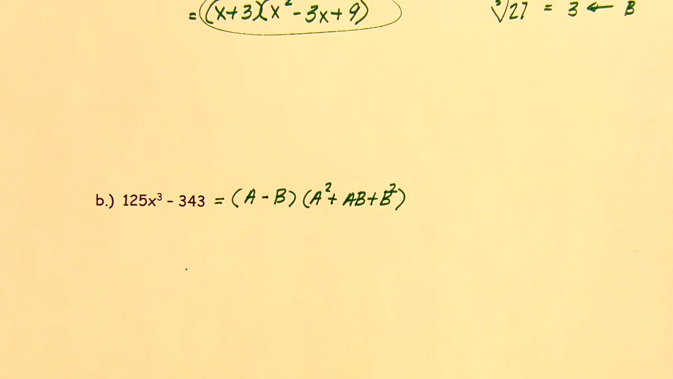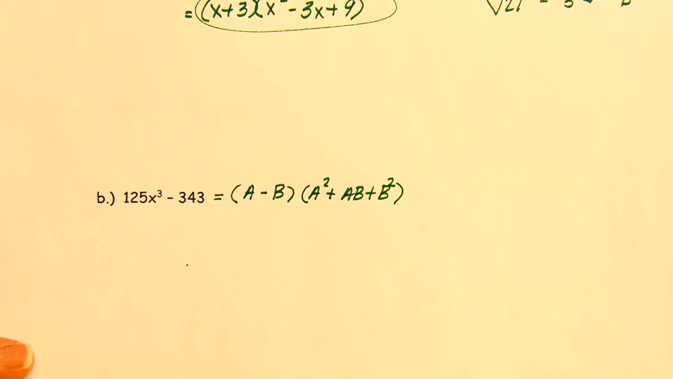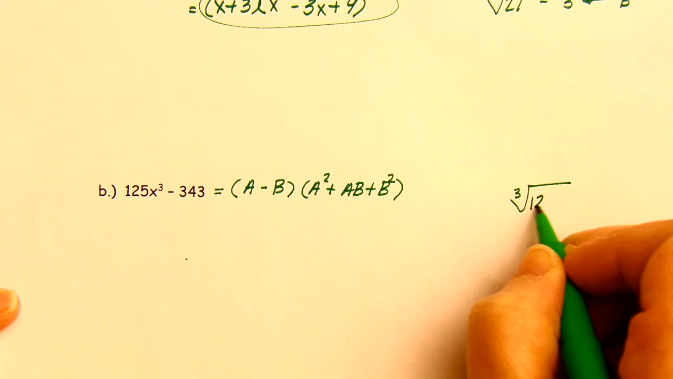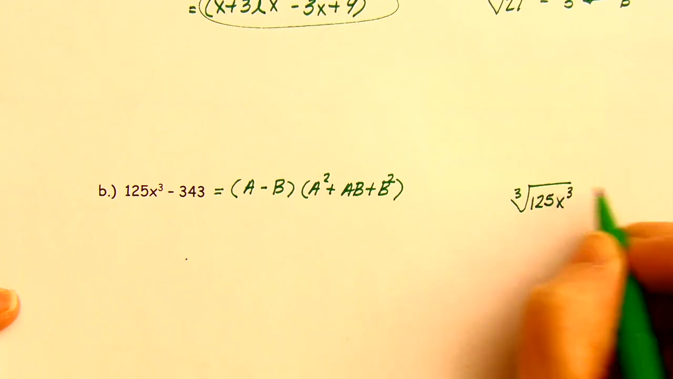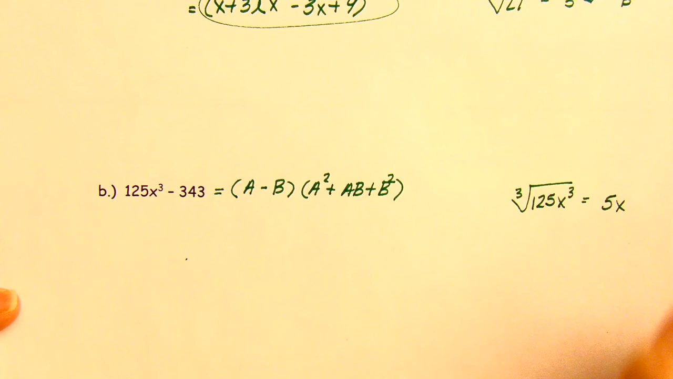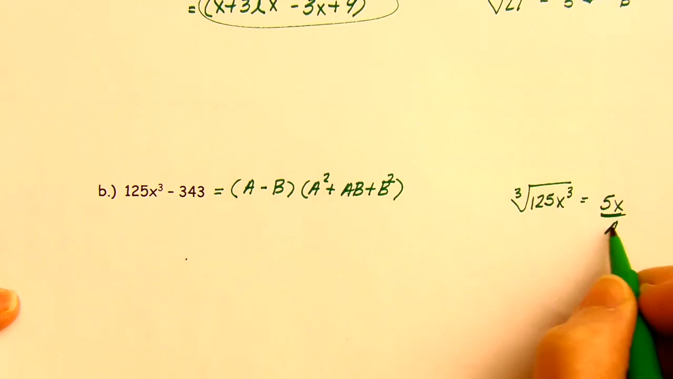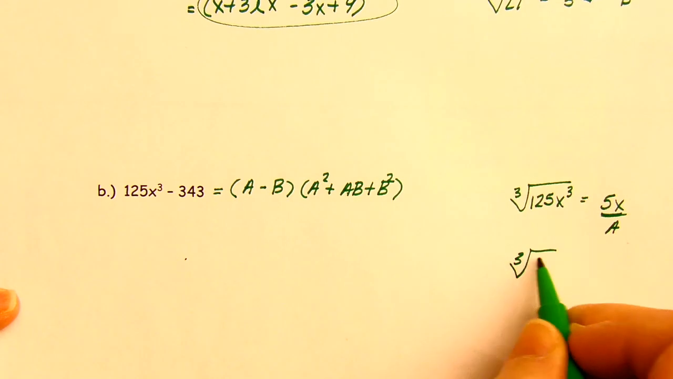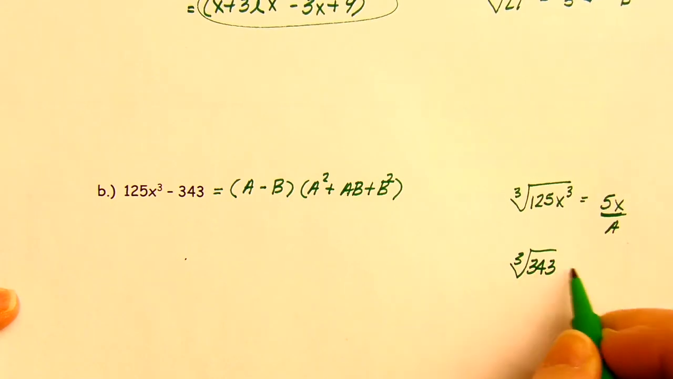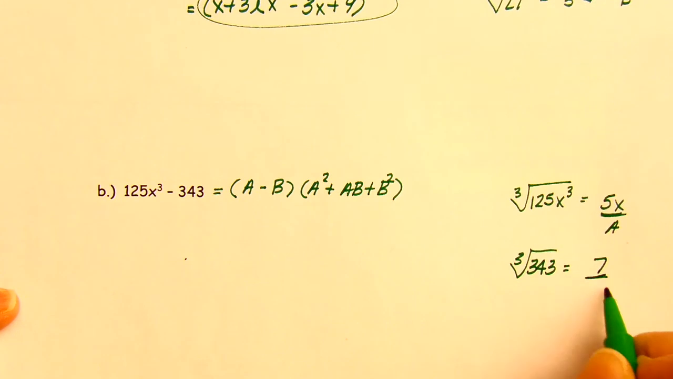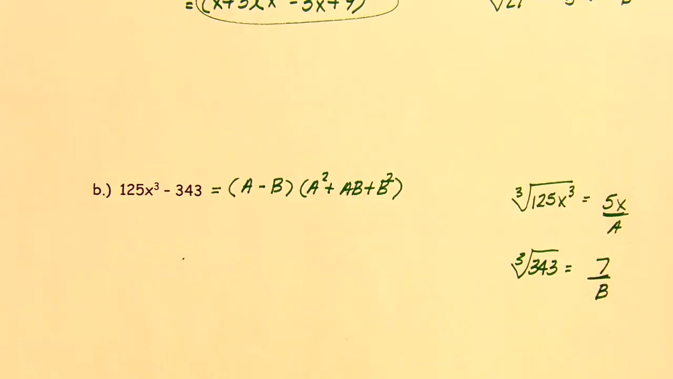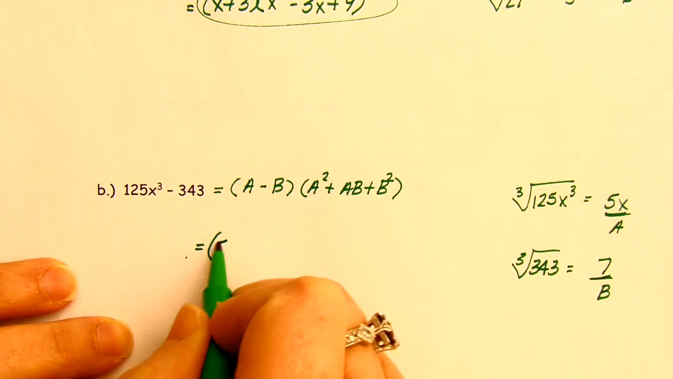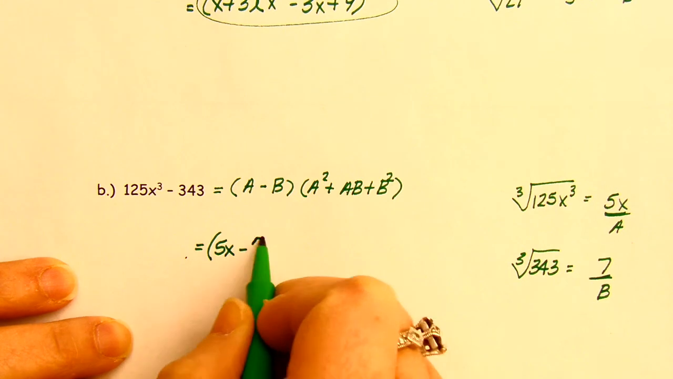Now I have to know if 125 is a cube. I happen to know that it is. So the cube root of 125x cubed is 5x. Okay, this is my A value. 343, that's a cube. The cube root of 343 is 7. This is my B value. So now I'm going to take my A and my B and substitute it into the model. So my A is 5x, my sign is subtract, my B is 7.